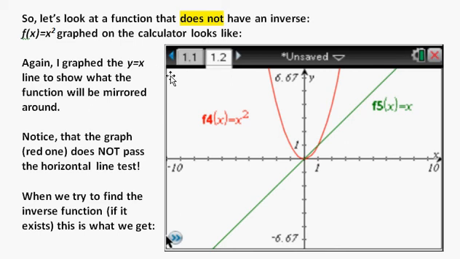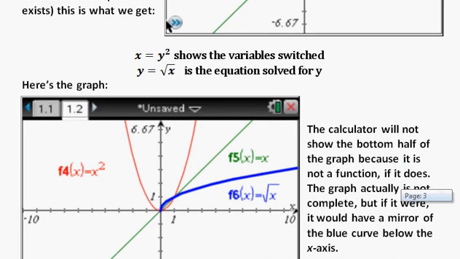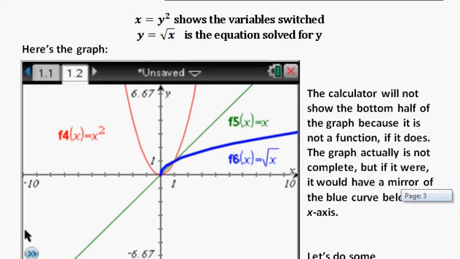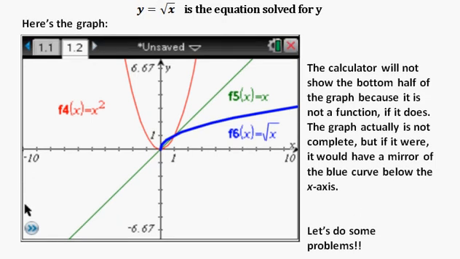Anyway, if you look at this, here's the graph of what happens to it when you do the calculator. Notice the blue one, it's only going to show you the positive part because obviously it's going to square it, and you can't do that with the negative. So anyway, the calculator will not show you the bottom half of the graph. So now we're going to do some problems.